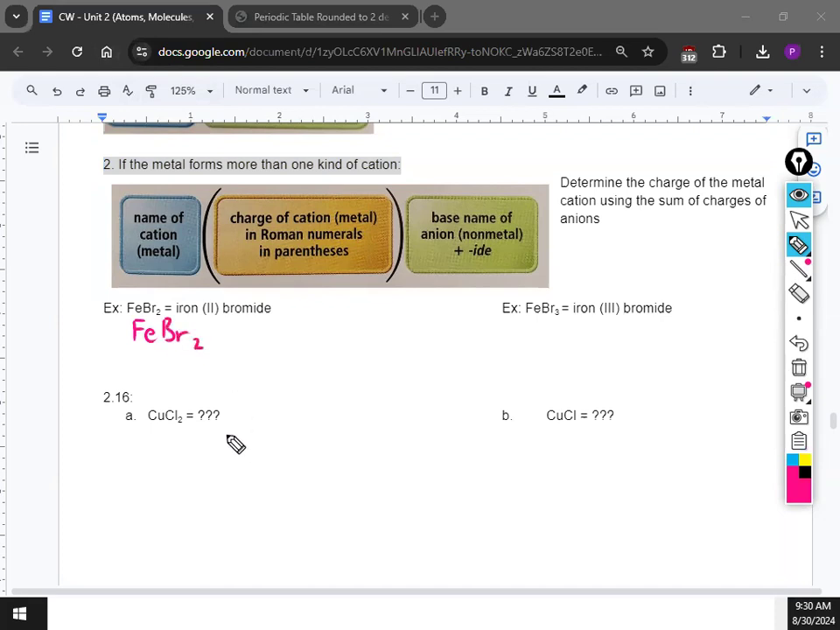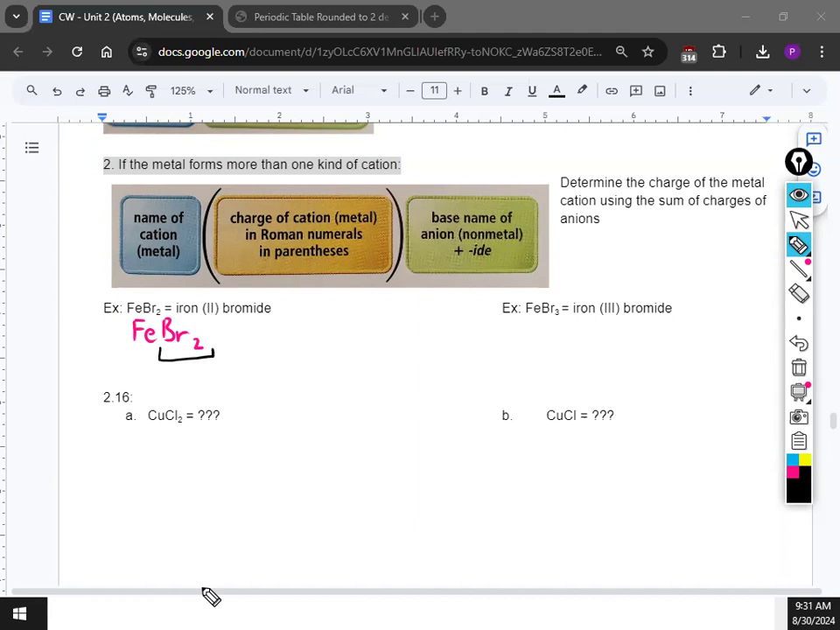Okay, so Fe is iron, and it's in the middle of the periodic table, so we don't know what its charge is, right? So what we have to do for these ones is calculate the charge of the metal if it doesn't follow a pattern. The way that we calculate is very simple. We just look at the anions that it's attached to, okay?